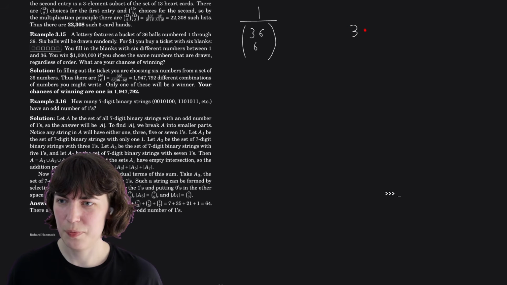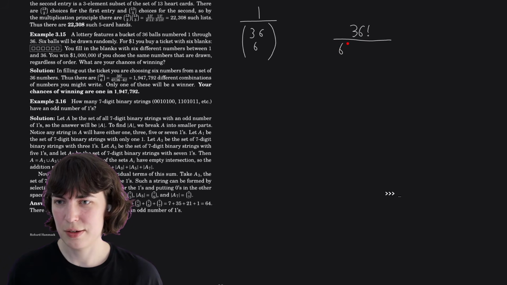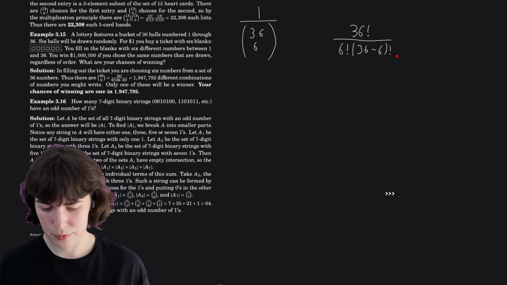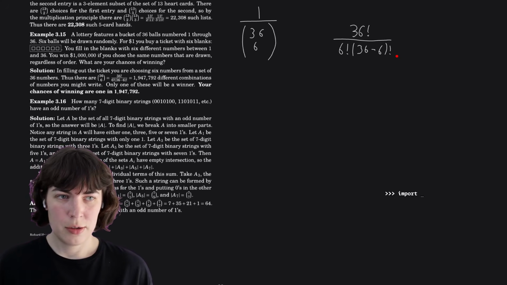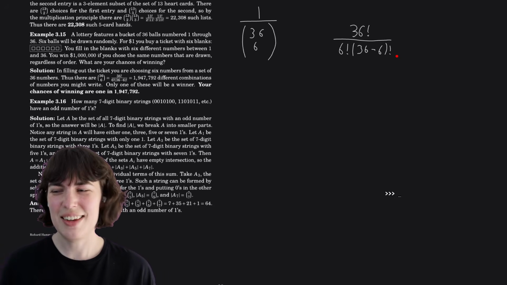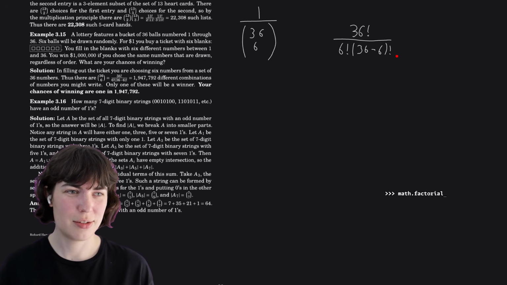Okay, so it's n factorial over 6 factorial multiplied by n minus 6, that's 36 minus 6, factorial. Let's see if Python will play ball today. So let's try and do this in one. Well, actually, let's see it. Let's just look at it.